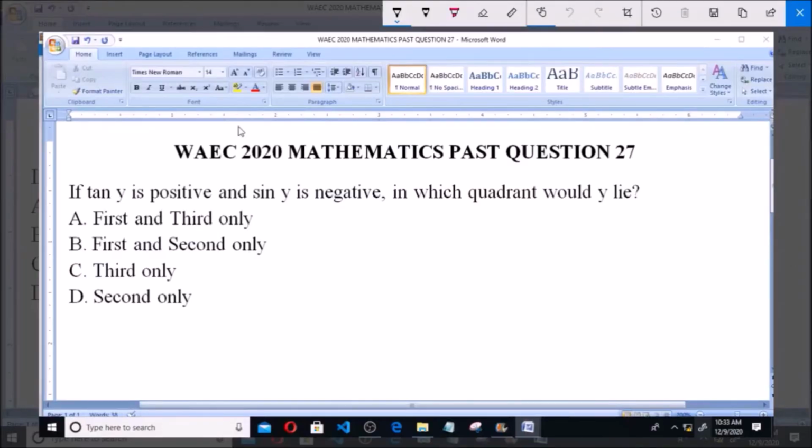I'll be answering WAEC 2020 Mathematics Past Question 27. If tan y is positive and sin y is negative, in which quadrant would y lie? Now, we have 4 quadrants: the first, second, third, and fourth.